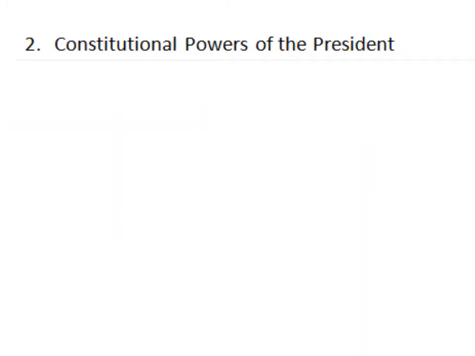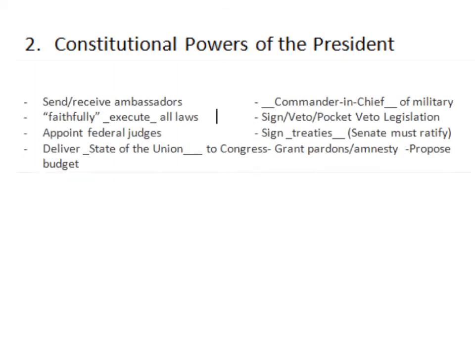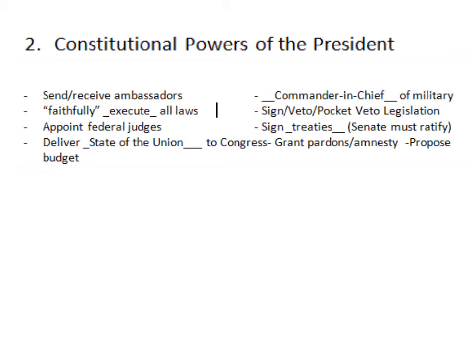Number 2 deals with the powers of the presidency, and we'll start with the ones that are actually listed in the U.S. Constitution. They include sending and receiving ambassadors, faithfully executing all laws, appointing federal judges, delivering a State of the Union each year to Congress, granting pardons and amnesties, proposing a budget to Congress, signing treaties with other foreign leaders, making him the chief diplomat, signing or vetoing legislation, and being the commander-in-chief of the military.